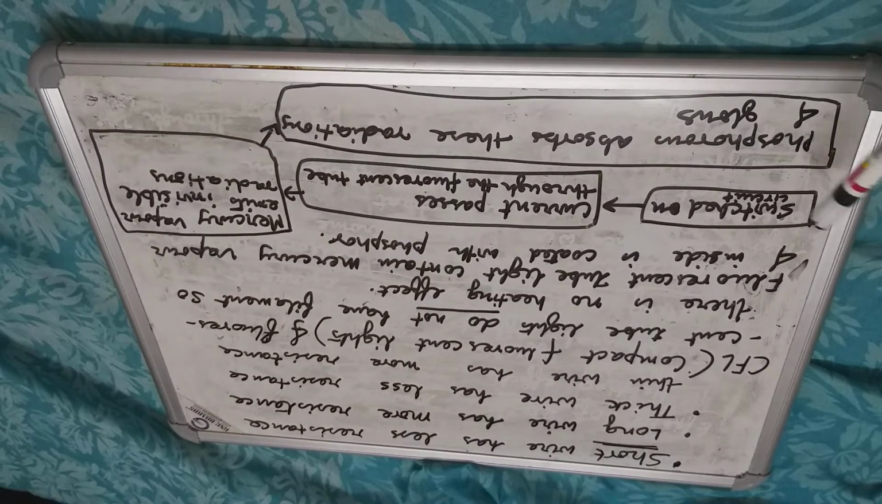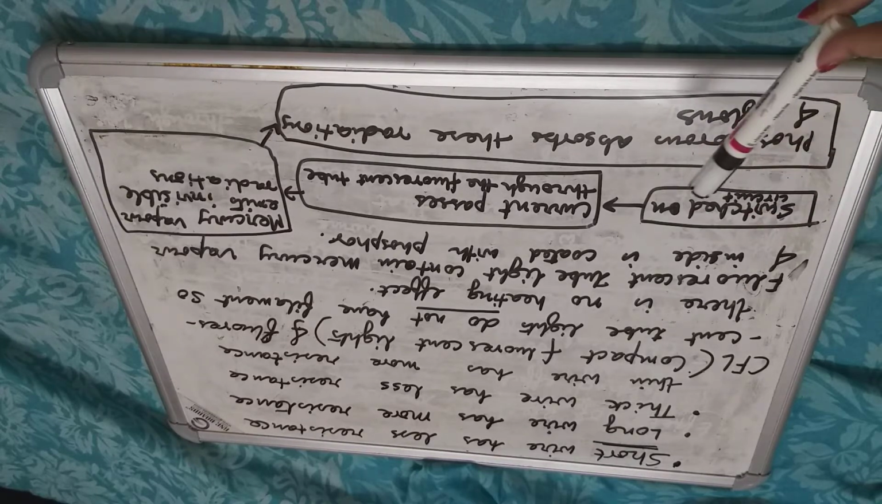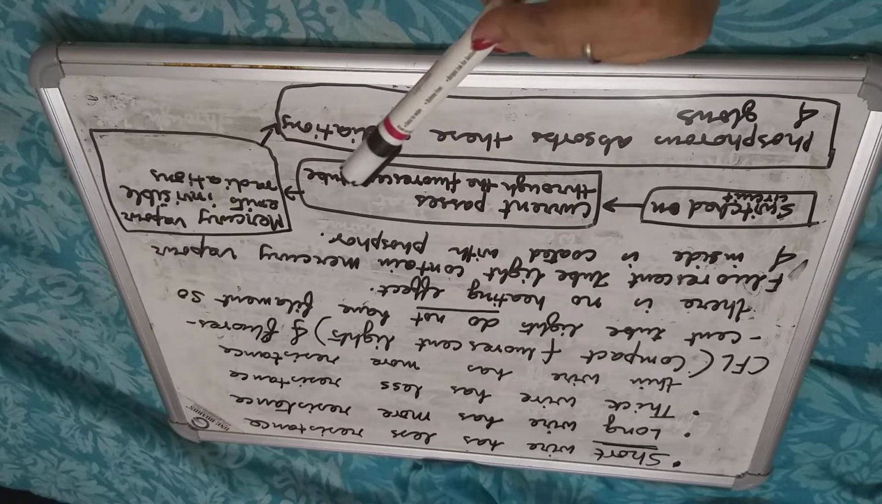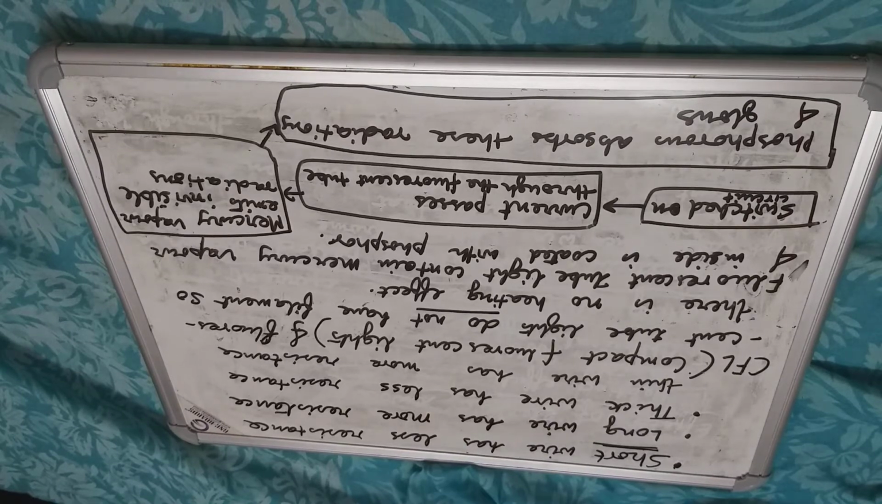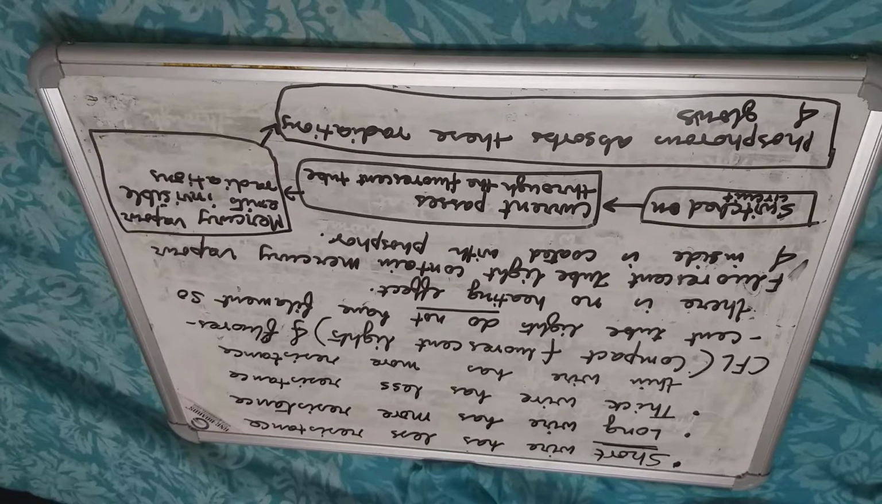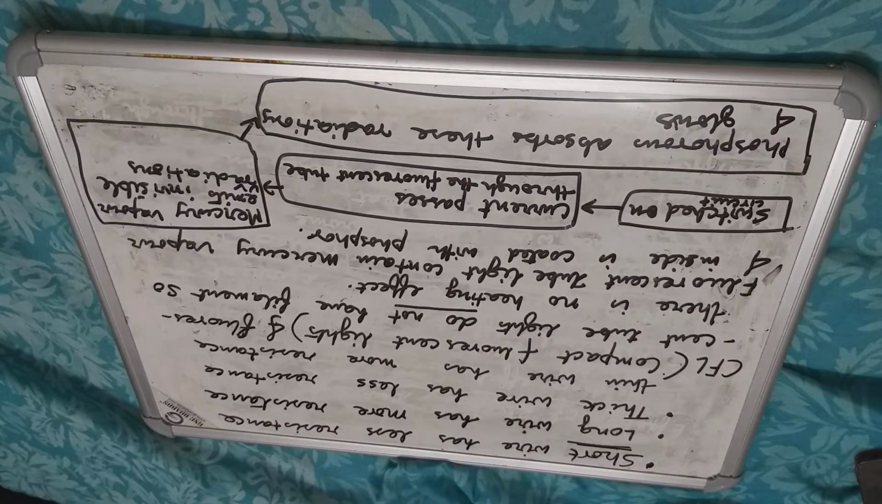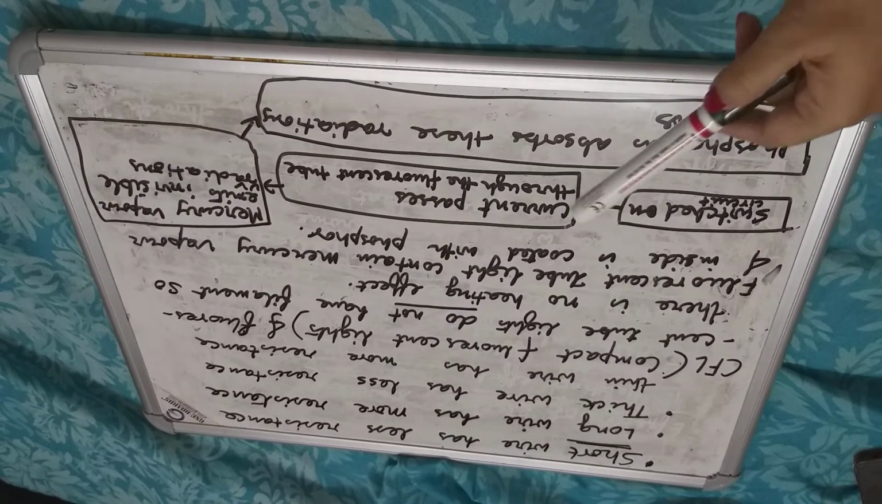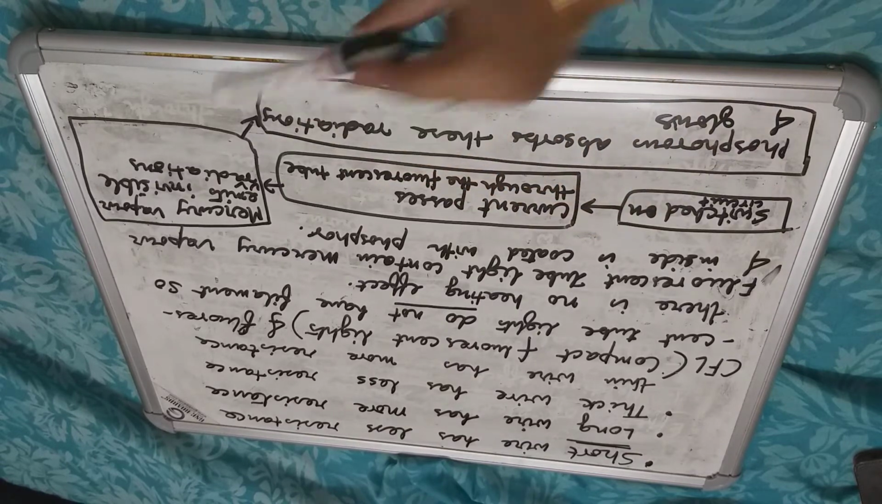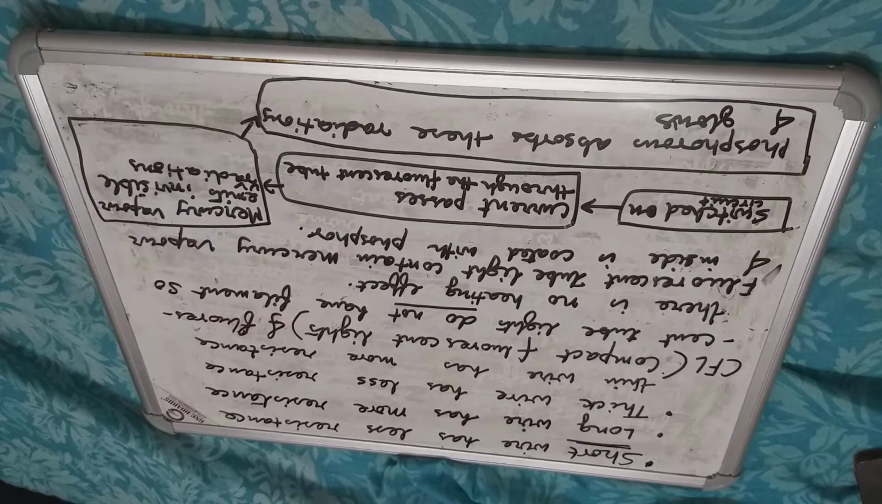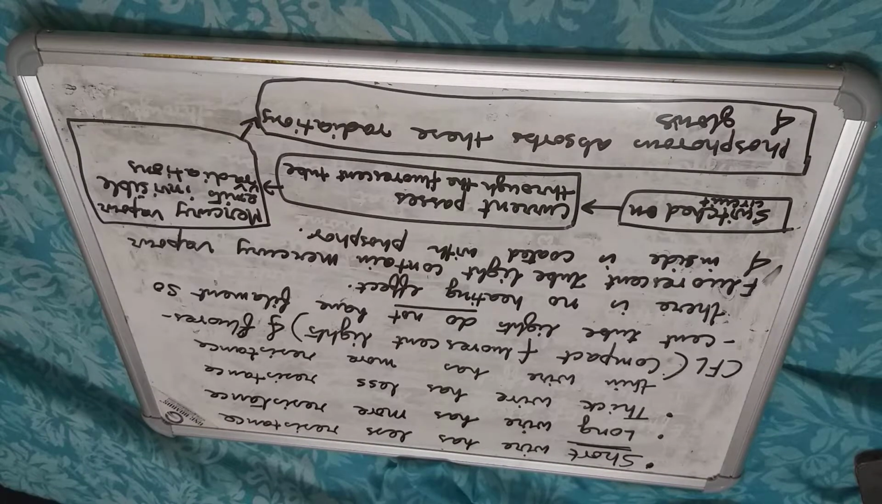I have given a flowchart: the circuit is switched on, the current passes through the fluorescent tube, and then the mercury vapor emits invisible radiations, and phosphorus absorbs these radiations and glows. So this is the mechanism behind the CFLs and fluorescent tube lights. Again I am repeating: the circuit is switched on, current passes through the fluorescent tube, mercury vapor emits invisible radiations, and you can mention UV radiations, or ultraviolet radiations. Phosphorus absorbs these radiations and it glows. That's why there is no heating effect and the bulb or tube light glows.